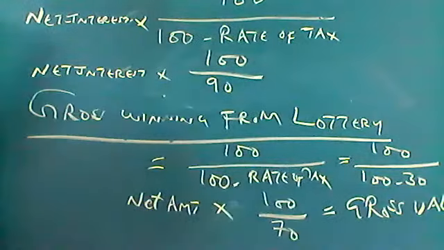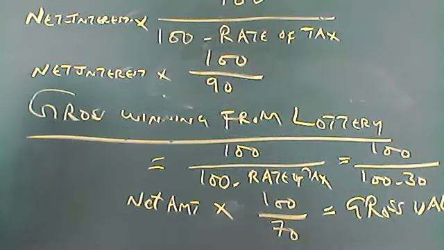Now in the problem, sometimes if nothing is mentioned, is it gross or net? Suppose the problem simply gives winning from lottery, and some amount. In that case, you have to assume the amount given is gross value. And suppose the net amount is given in the problem, then you have to find the gross value.